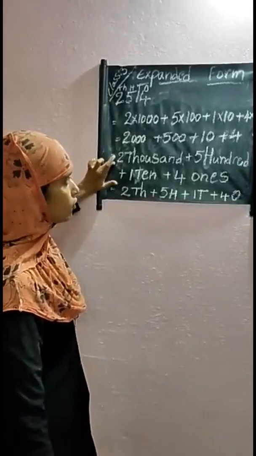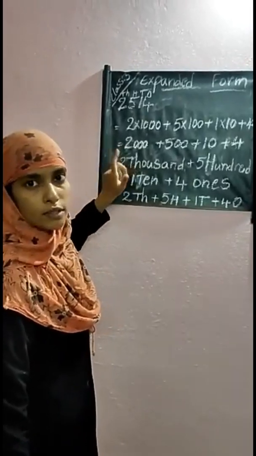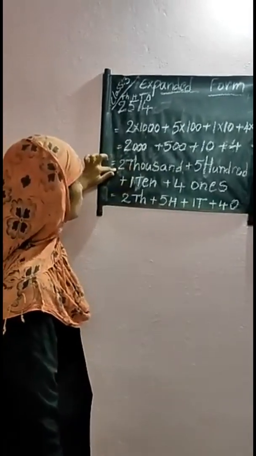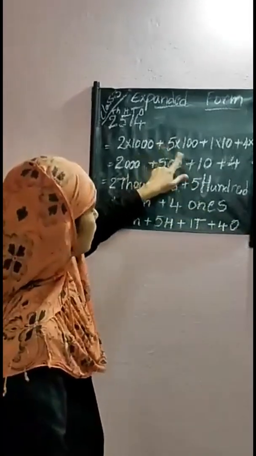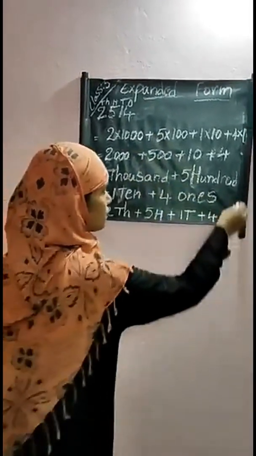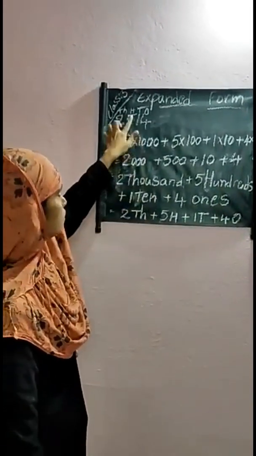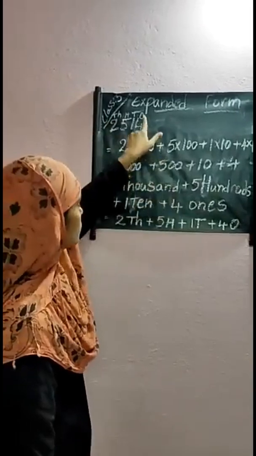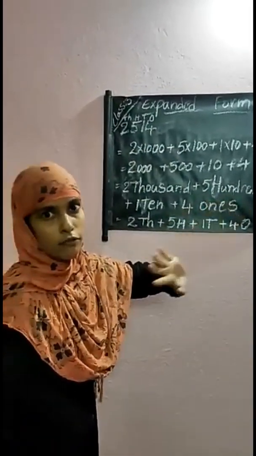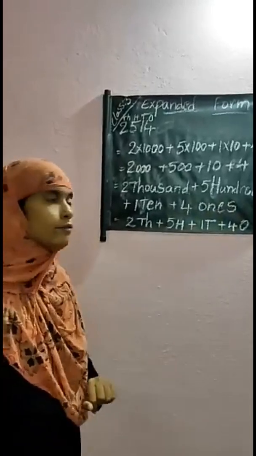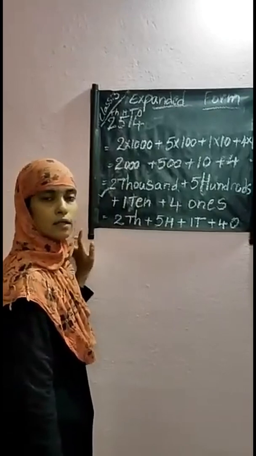What is expanded form? We have to write in the expanded form all the numbers with their spellings. 2000, 500, how many tens are there? 1 ten, and how many ones are there? 4 ones. If the question asks you to write expanded form, you have to write this one.